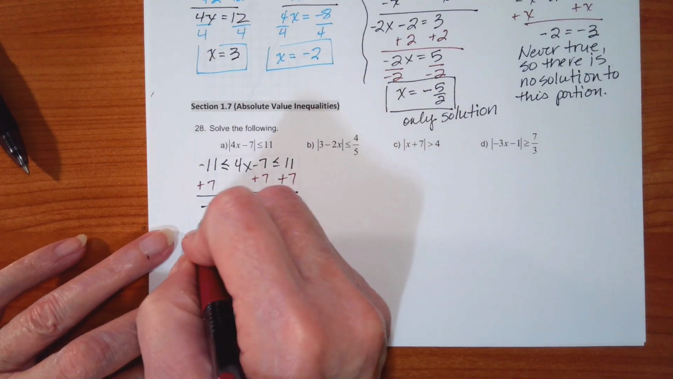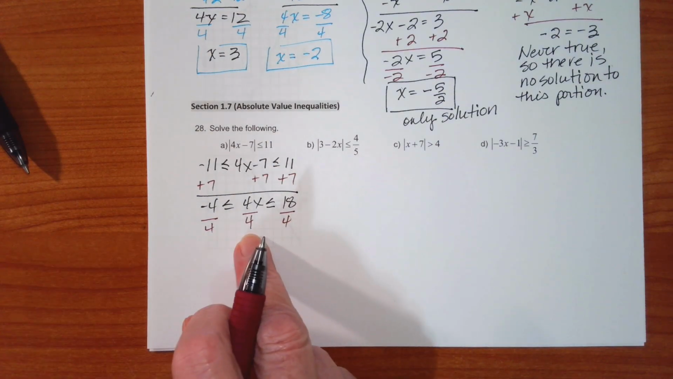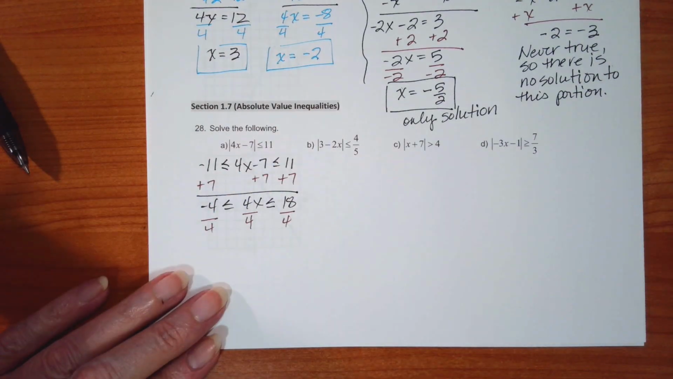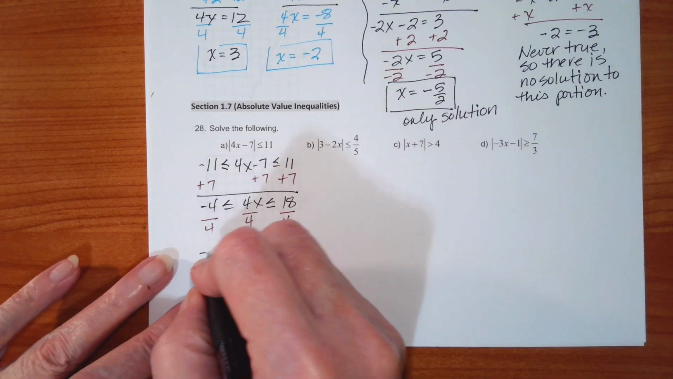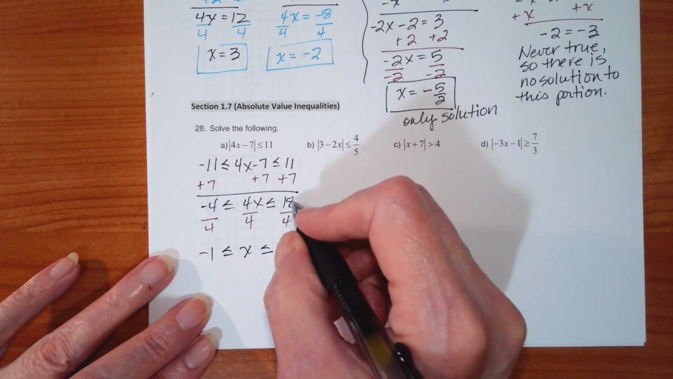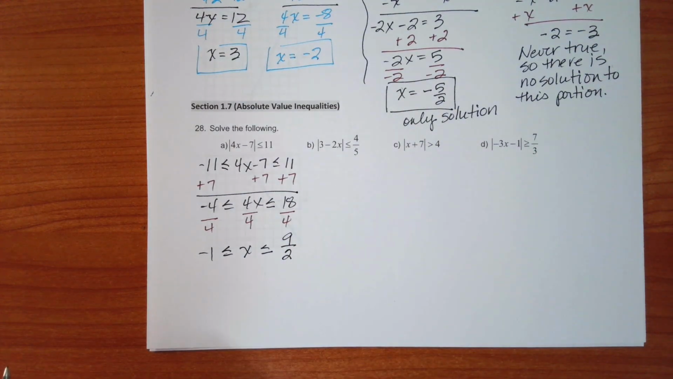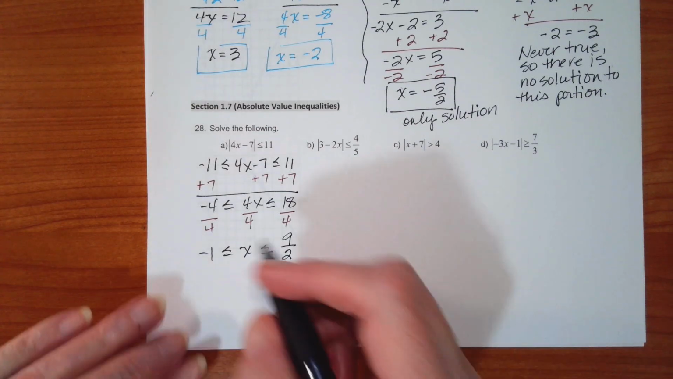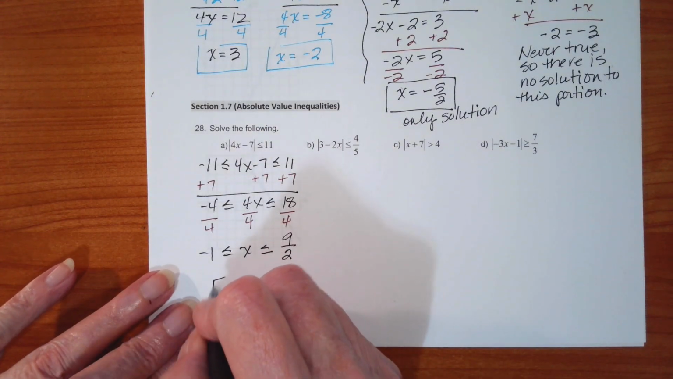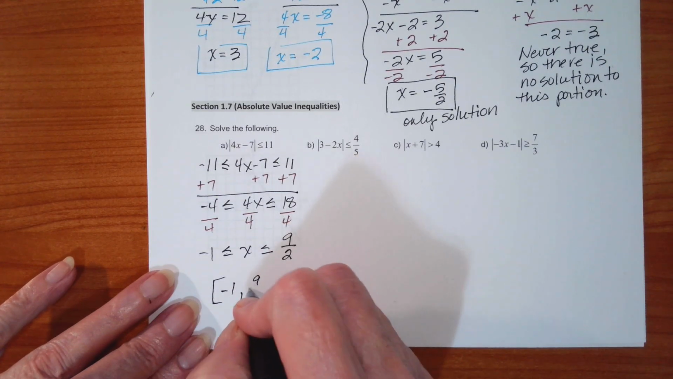I divide each of these by 4. I'm dividing by a positive number, so I don't have to mess with the inequalities. And this gives me negative 1 is less than or equal to x is less than or equal to 18 over 4, which reduces to 9 over 2. So in my interval notation, it's going to go from negative 1 to 9 halves.